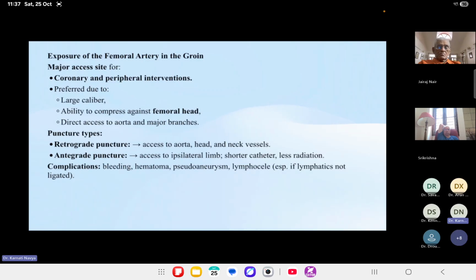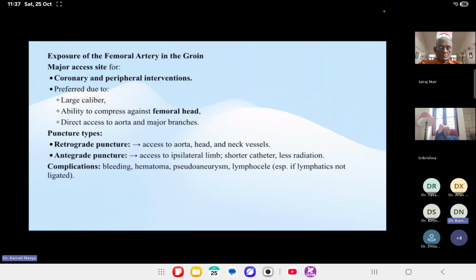Exposure of the femoral artery in the groin. It's a major access site for coronary and peripheral interventions. It is preferred due to its large caliber, the ability to compress against the femoral head, and direct access to the aorta and major branches. Regarding puncture sites, retrograde puncture gives access to the aorta and head and neck vessels. Antegrade puncture gives access to the ipsilateral limb, and a shorter catheter and less radiation are required.